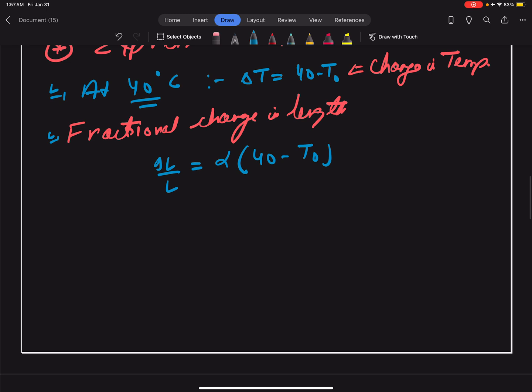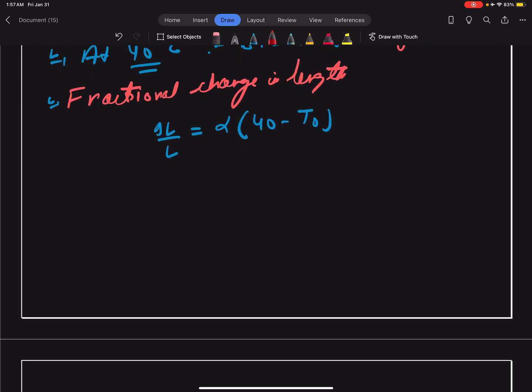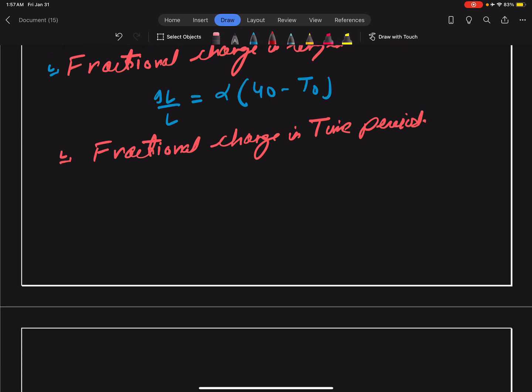And next we can write the fractional change in time period, which can be written as delta T upon T is equal to 1 by 2, and the fractional change in length, that is delta L upon L, which will be further written as alpha 40 minus T naught.